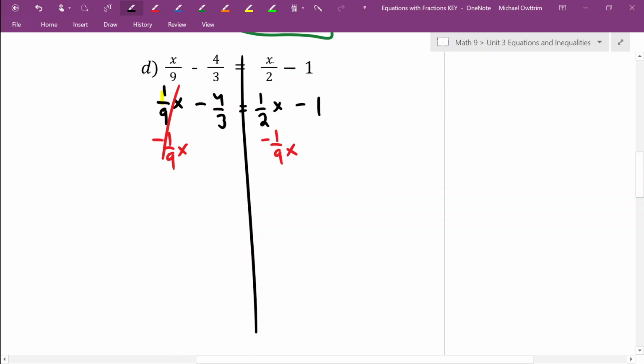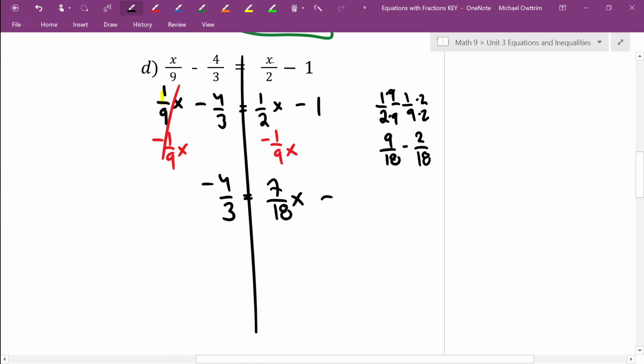Okay, on the left of the equation, we still have our negative 4/3 constant. On the right side, we need to do 1/2 minus 1/9, and we'll make a common denominator there of 18. So this will be 9 over 18, take away 2 over 18, which is going to be 7/18 x. We also have our constant of -1. Next, we're going to do that subtraction. So the opposite of subtracting 1 is to add 1 to both sides.